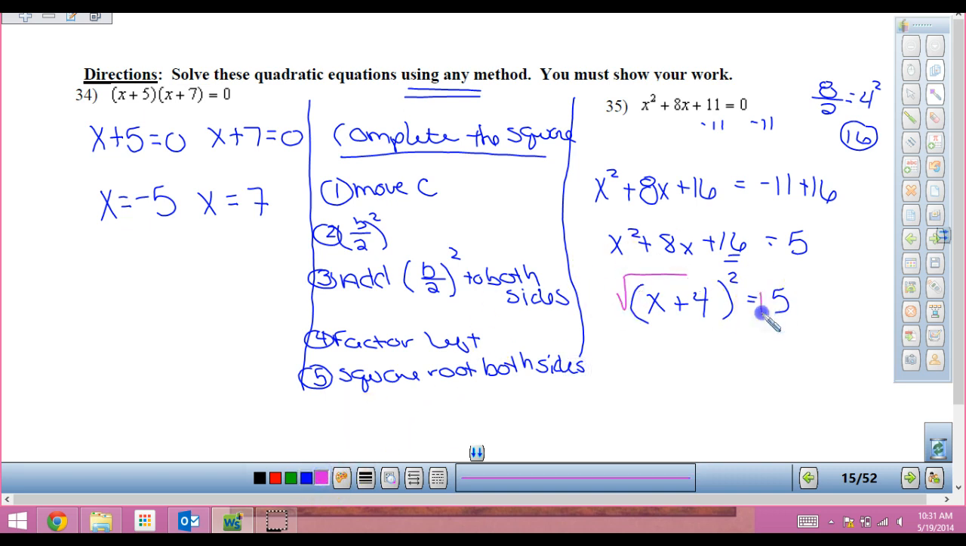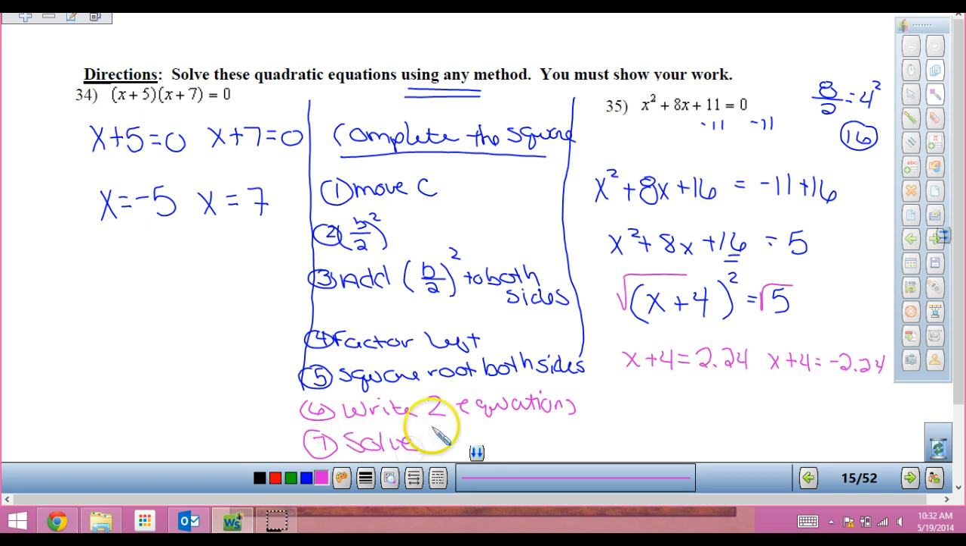Okay, so square root and square root. So we end up with x plus 4 equals, now square root of 5 is going to give us, punch it into your calculator, 2.24. So we have to set up two equations. Okay, so 2.24 and x plus 4 equals negative 2.24. So step 6 is going to be write two equations. Okay, and then step 7, we get to solve those equations.